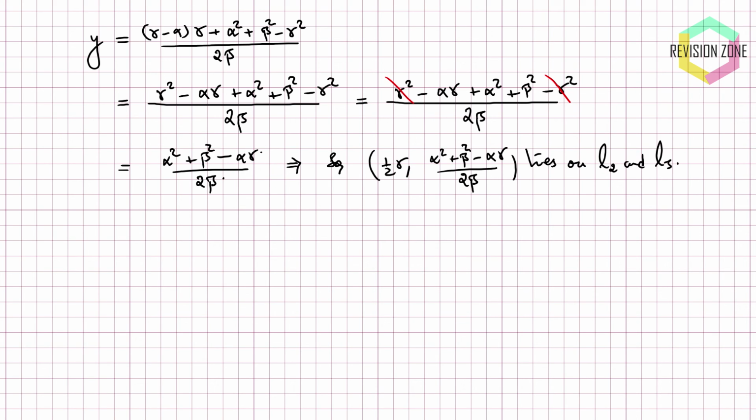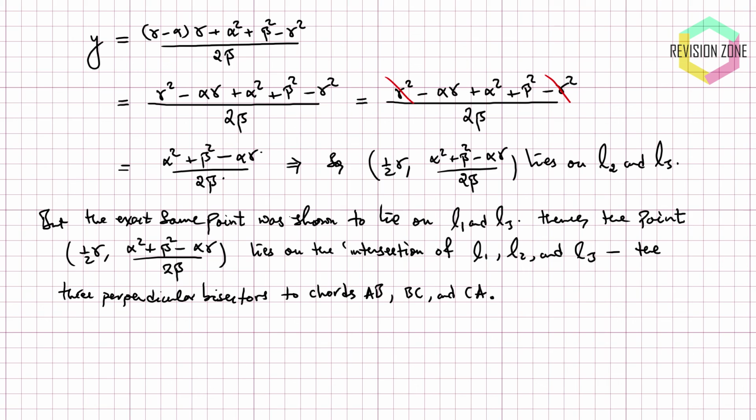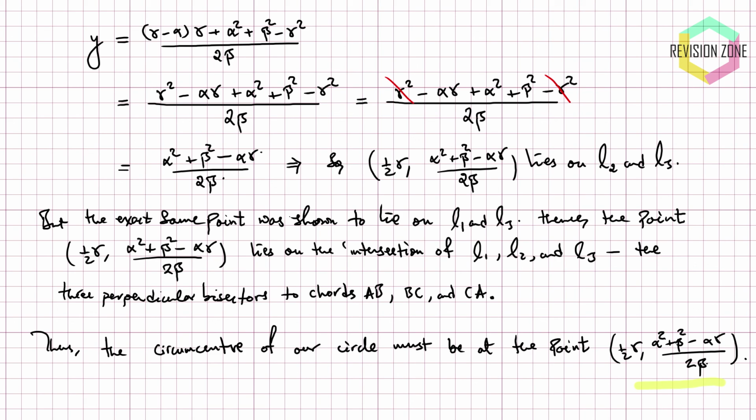And again, if you notice, we've found the exact same point. We've found that x has to be a half gamma, and y has to be alpha squared plus beta squared minus alpha gamma all over 2 beta as the point of intersection for line L2 and L3. And so since we have that lines L1 and L3 intersect at this point, and lines L2 and L3 intersect at this point, in other words, all of the 3 lines L1, L2, and L3 must intersect at this point, and therefore this point must be our circumcenter. Okay, so we've found our circumcenter.